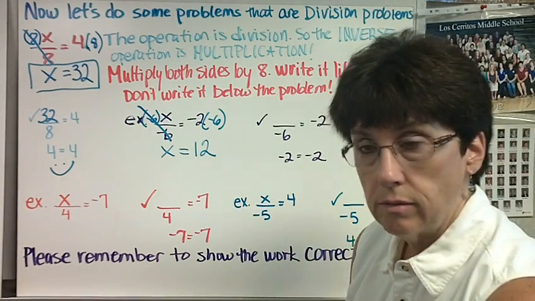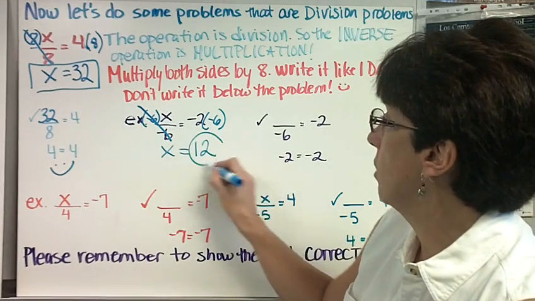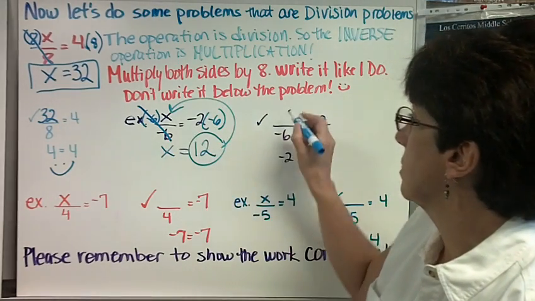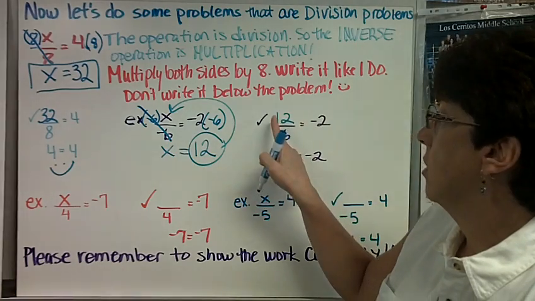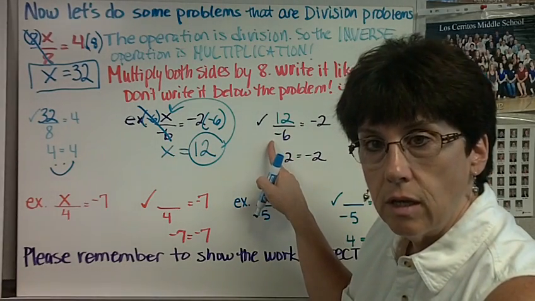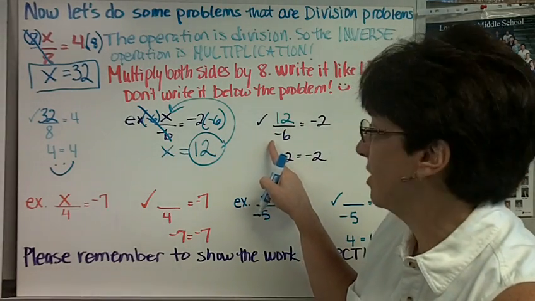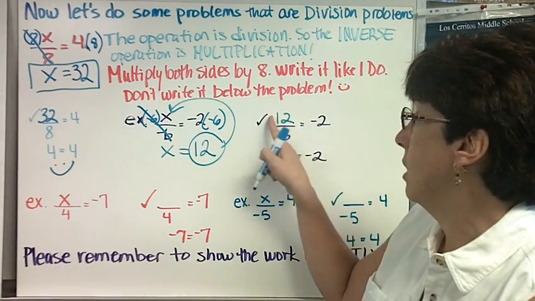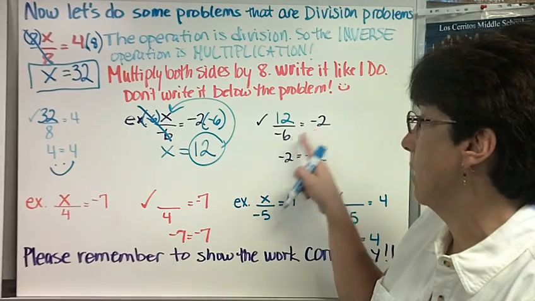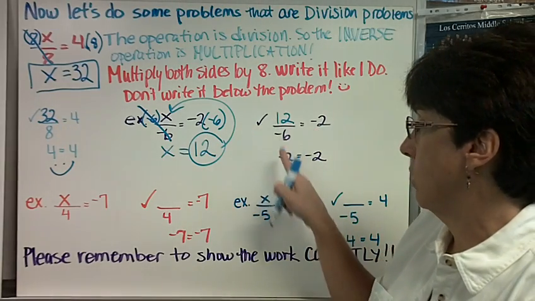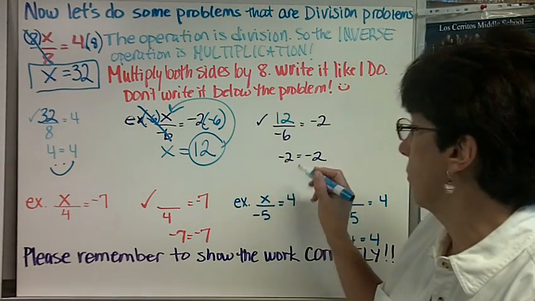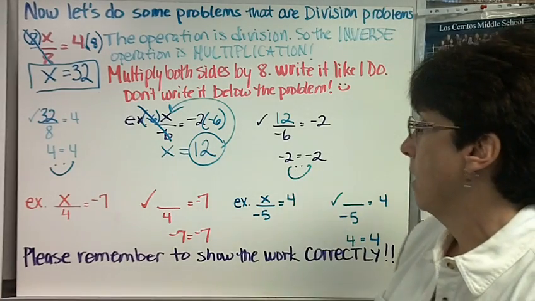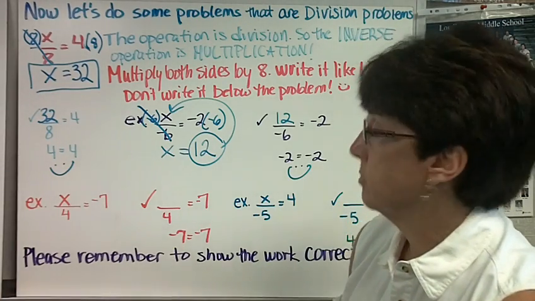Now to check, we just plug this 12 right in for our original x. Here's the 12. 12 divided by -6. Uh-oh, it's not a negative anymore. Well, it's not supposed to be a negative because we want our answer to be negative. Positive divided by negative is negative. 6 goes into 12 2 times, and it's a negative. Yay! All right, we're going to do 2 more problems.